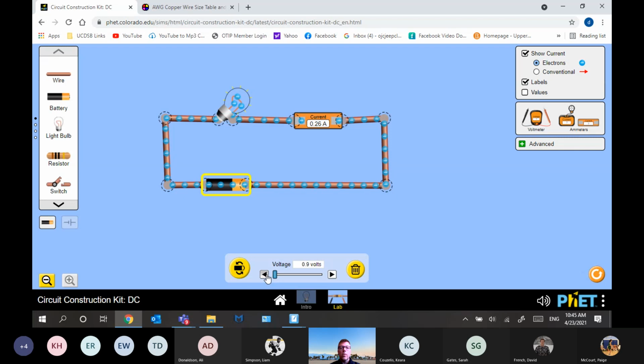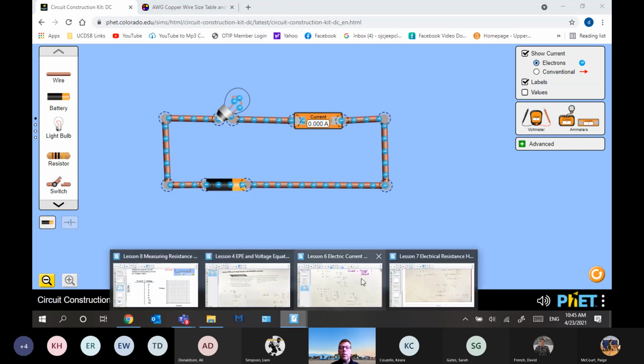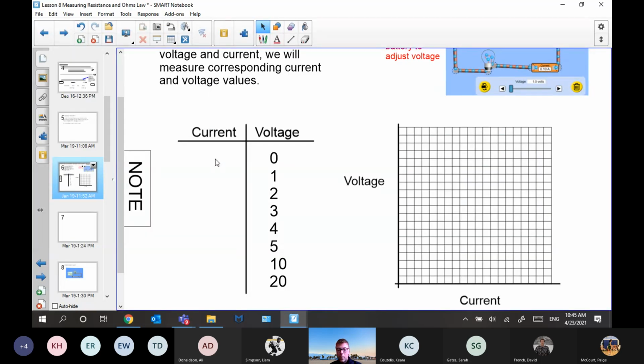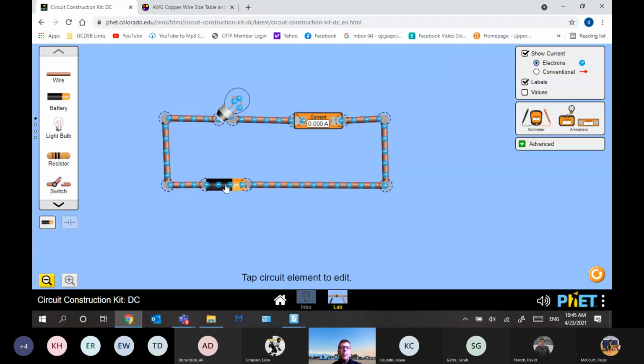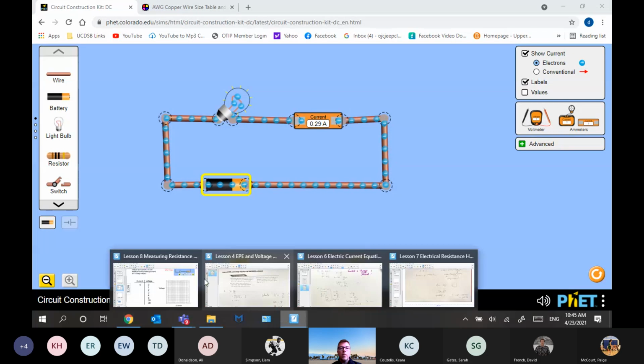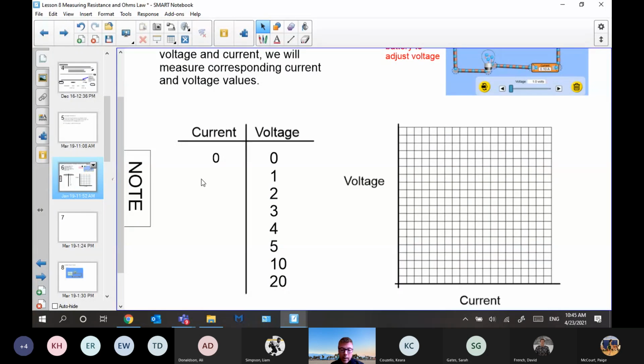So let's just start with 0. Logically, if I don't push on the electrons at all, if I don't put any voltage at all, which is what I want you to think of that meaning, right? 0 voltage means you're not pushing on the electrons at all. So of course they're not going to move, right? So you can put on your table 0 there. There's no current if there's no voltage. And then we bump this up to 1 volt. 1 volt gives us 0.29 amps.